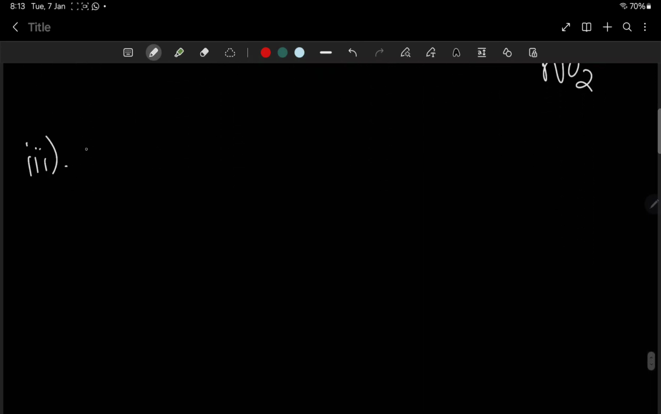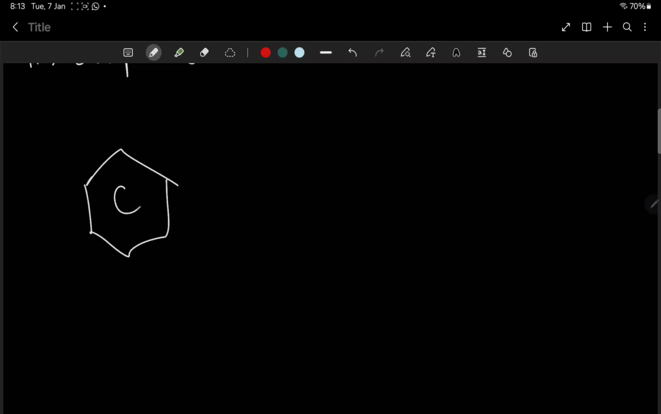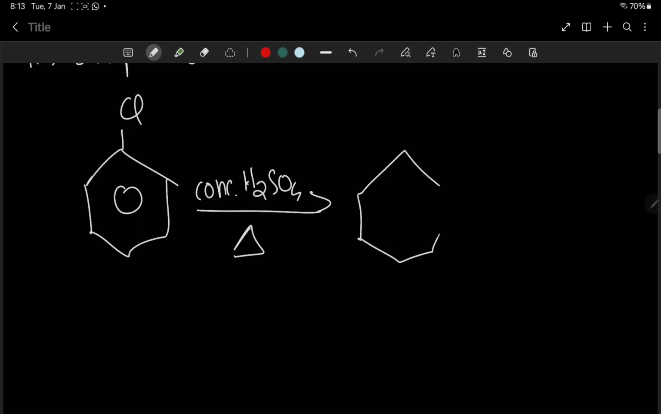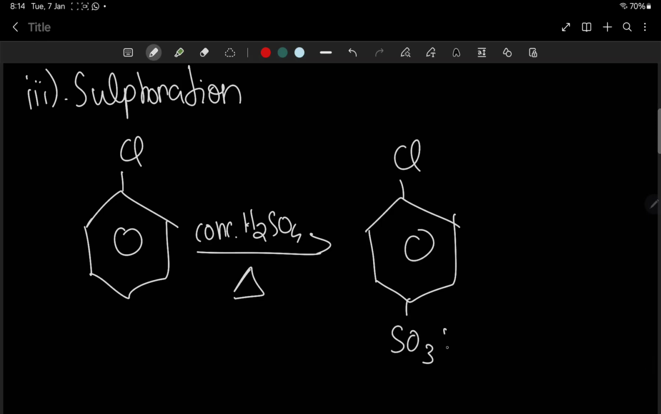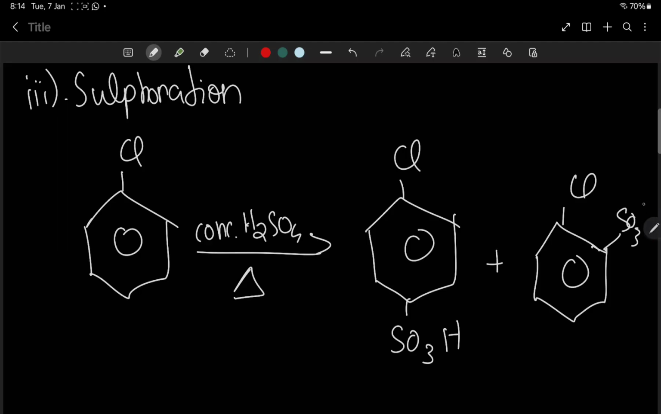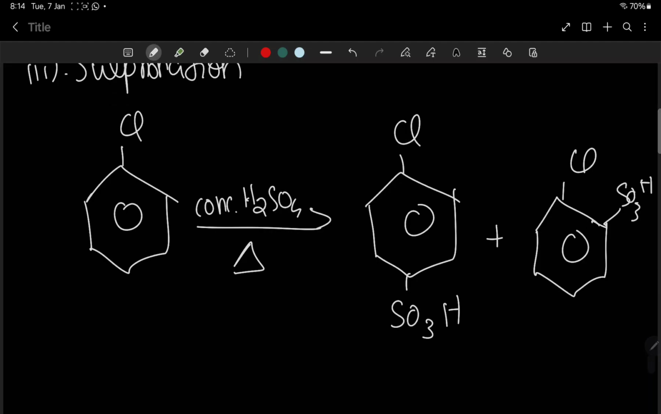Now the third one is sulfonation. We have this compound, add concentrated H2SO4 and heat it. So we get SO3H at the ortho and para positions. Here also para is the major and ortho is the minor product.